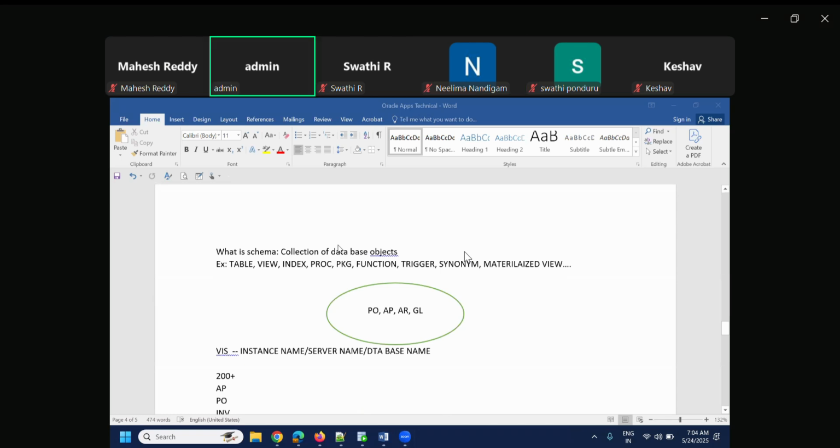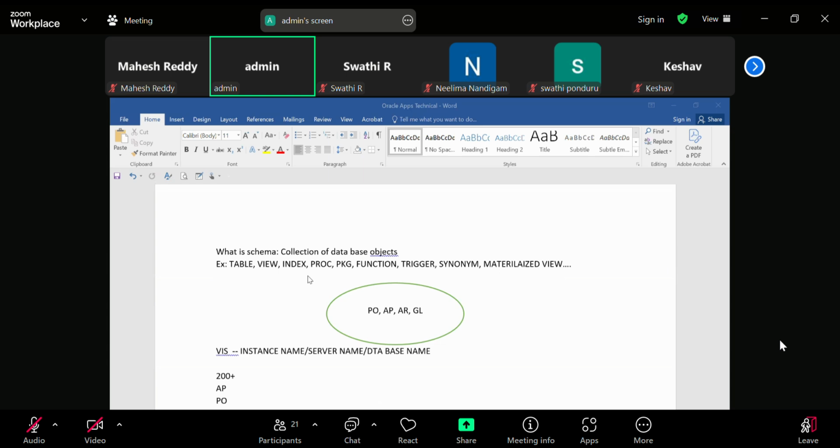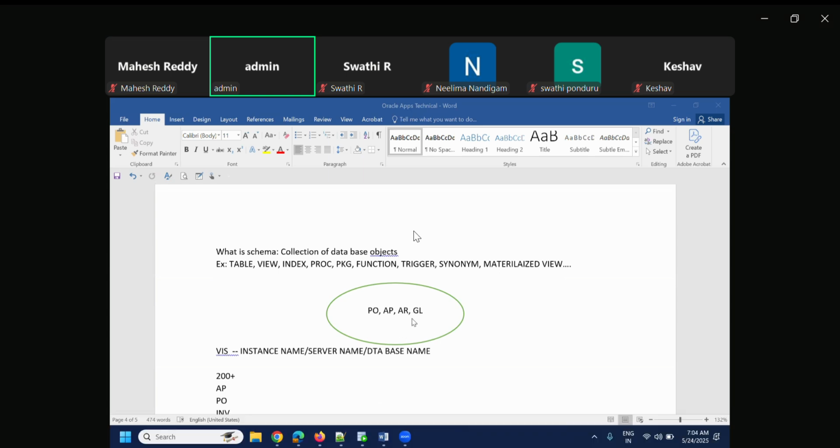Now, what is the schema? It's nothing but a collection of the database objects, for example tables, views, indexes, procedures, and packages. In real time we have multiple schemas, like PO, AP, AR, GL, inventory. Around 200 plus schemas are provided by Oracle by default.